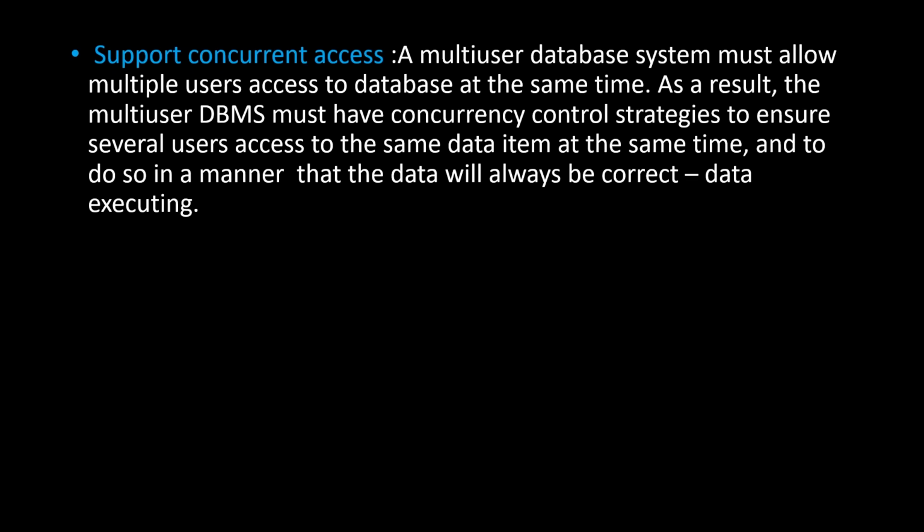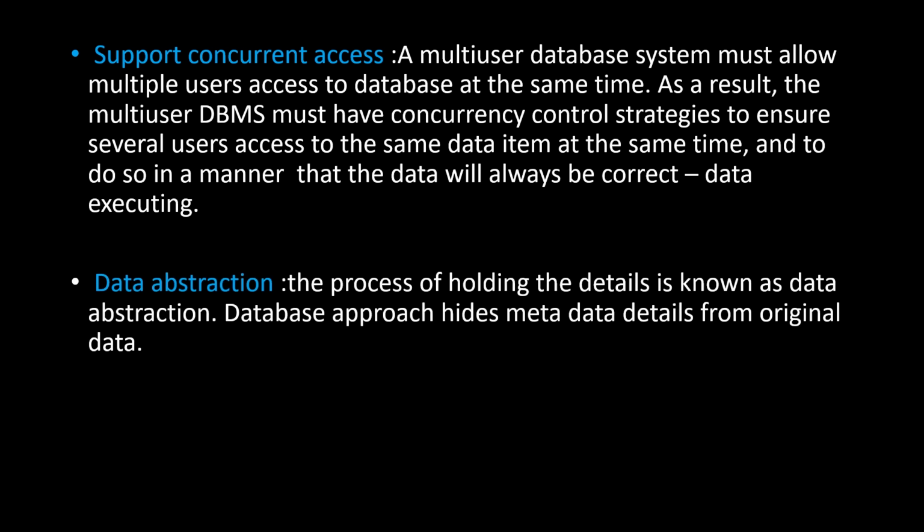So the seventh advantage is support for concurrent access. Here, the database management system has multiple users. So each and every user can access the same data at the same time. So here in database management system, it has concurrent control strategies. By this, multiple users can access the same data at the same time. The last advantage of database management system is data abstraction. Data abstraction is nothing but the process of hiding the details. This approach hides the metadata details from the original data.